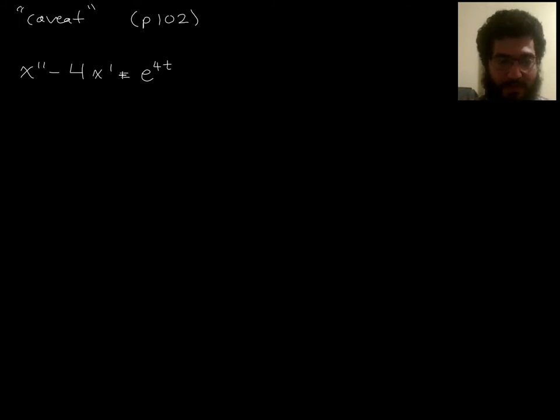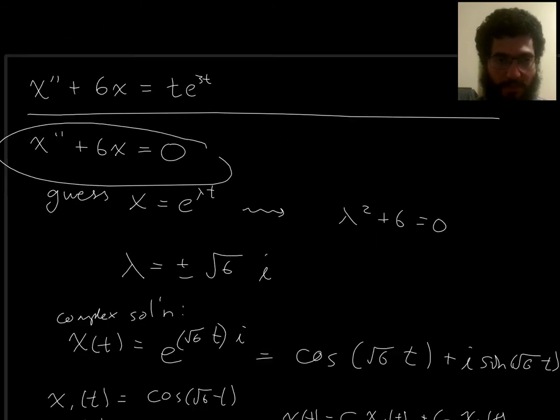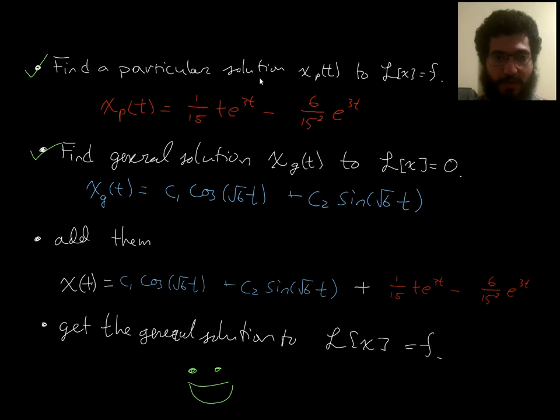So here's a second order linear non-homogeneous differential equation. And let me apply the usual method of undetermined coefficients and see what goes wrong. So the first thing you might try to do is get a particular solution. So I'm going to follow this procedure that I laid out here. First, find a particular solution to the non-homogeneous differential equation.